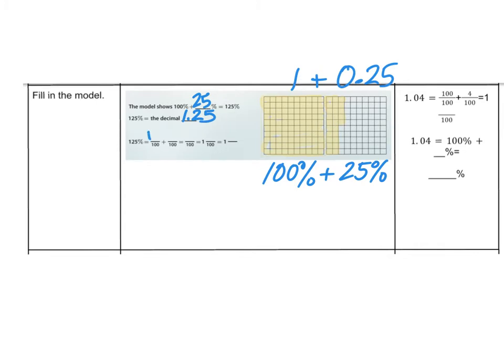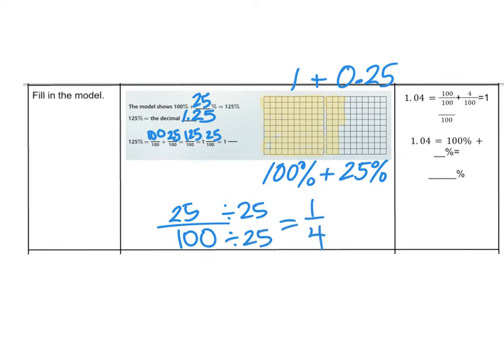125%, again, it means we have 100 out of 100 in our first grid, 25 out of 100 in the second grid, so we have 125 hundredths total colored in, or one whole and 25 hundredths. We can simplify 25 hundredths by dividing out the greatest common factor. So this is the same as 1 and 1/4. We have one whole grid filled in and then 1/4 of another grid.